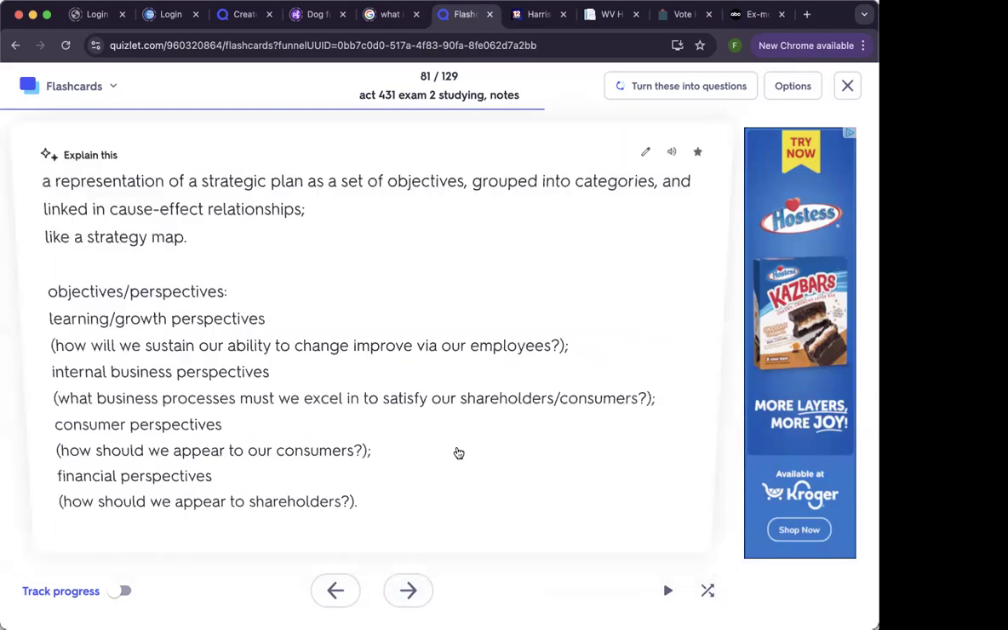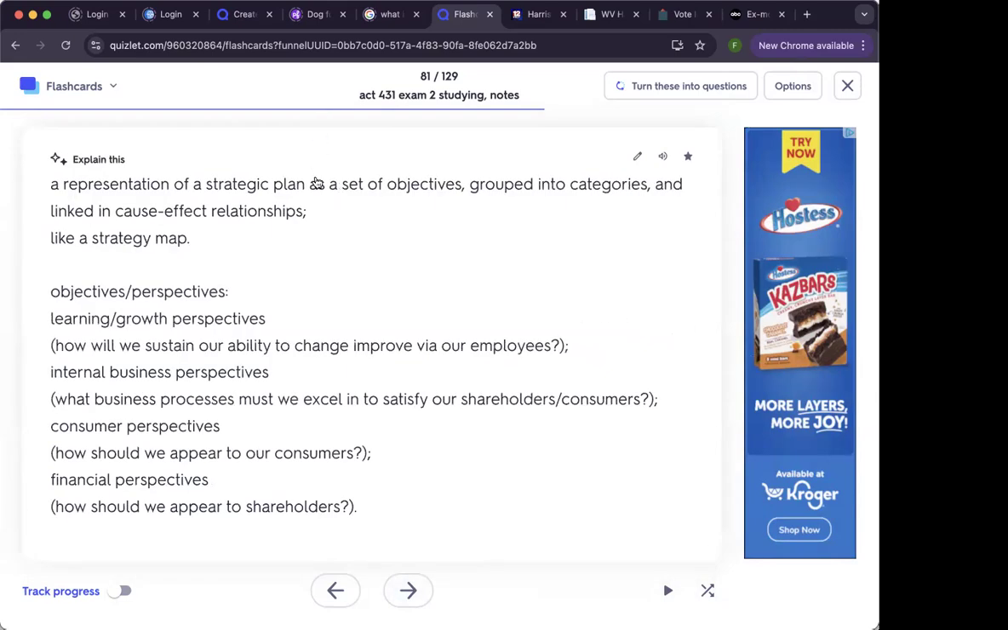BSC, Balanced Scorecard. Representation of a strategic plan as a set of objectives grouped into categories and linked in cause and effect relationships, like a strategy map. Four objectives or perspectives. Learning and growth, that's how we sustain our ability to change. And how will that improve via our employees?